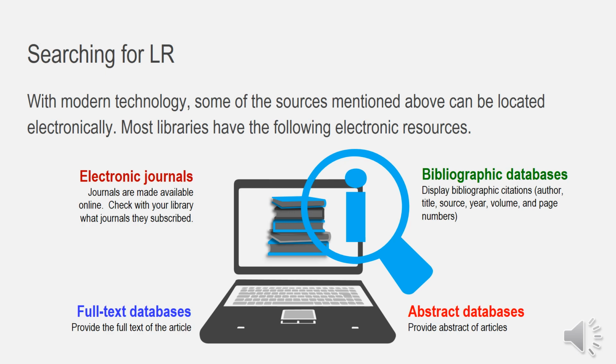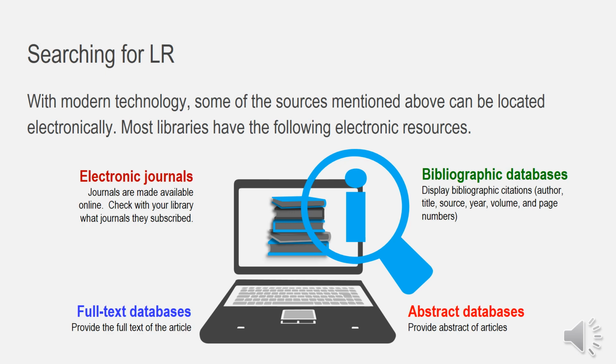Most libraries have the following electronic resources at their disposal. Electronic journals. Your library is probably subscribed to journals that are published or made available online. Discover which journals are provided online by your library. At UITM, you can simply log into the PTAR website. Full-text databases. Full-text databases provide the full text of the article. Find out which full-text databases are provided by your library.